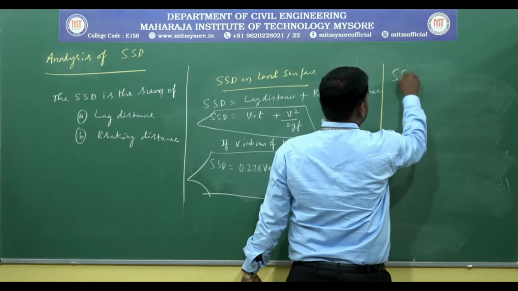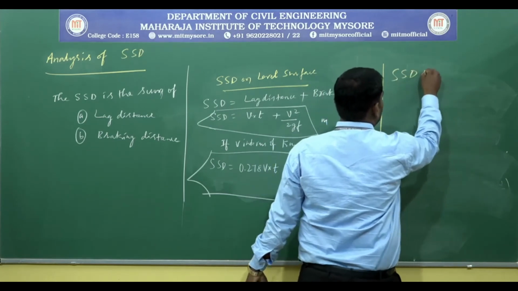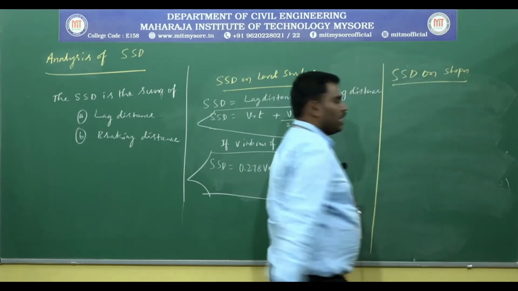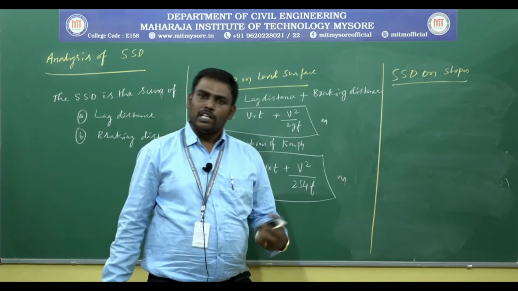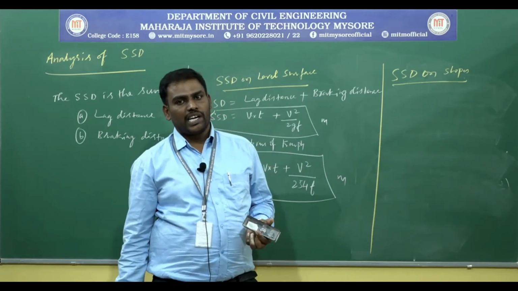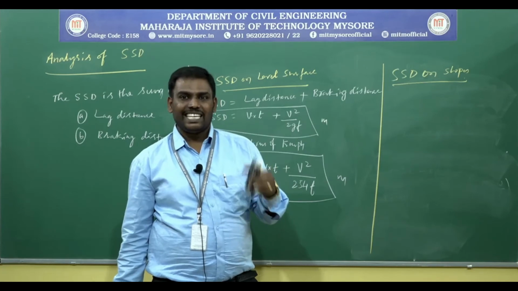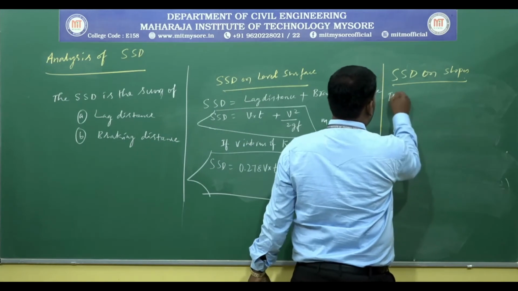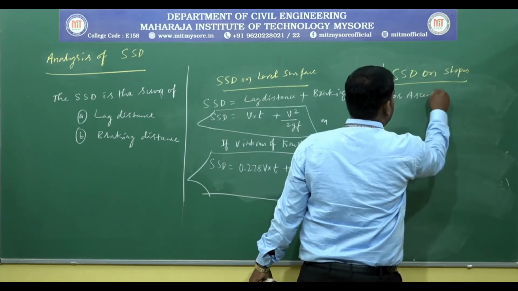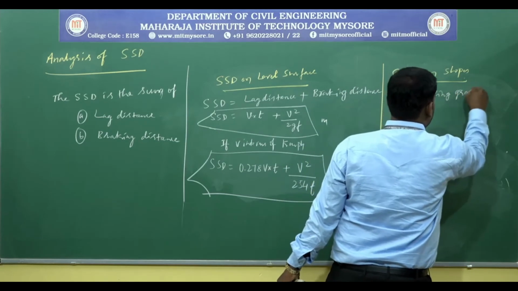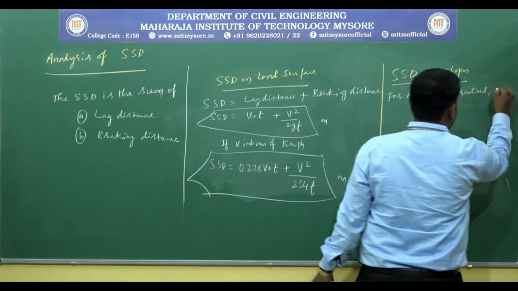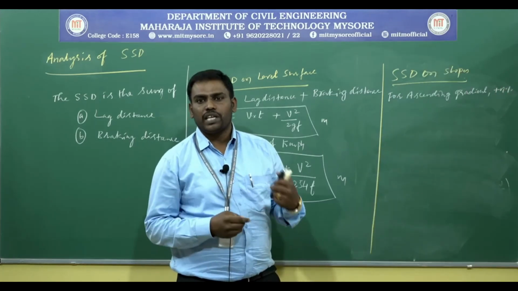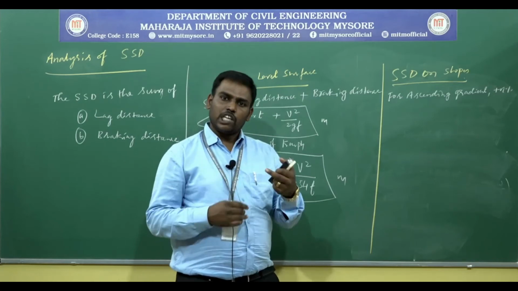Then stopping sight distance SSD on slopes. It may be an upward slope or a downward slope, that is upward gradient or downward gradient. We can say ascending gradient or descending gradient. First I will take the ascending gradient, say plus n%. Ascending gradient means it is an upward gradient and descending gradient means it is a downward gradient.